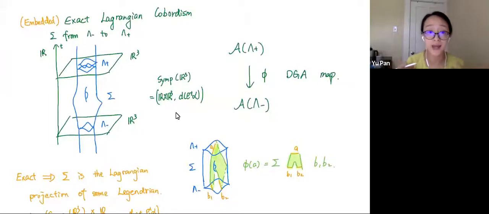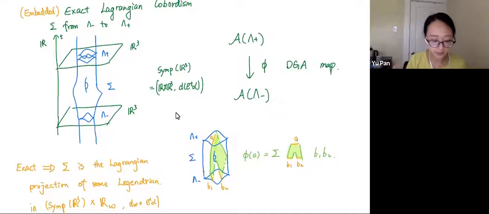So first, what do we mean by exact Lagrangian cobordism? That is a surface, again, in the symplectization space, which is R4, and we wanted to have cylindrical ends over Lagrangian lambda plus and lambda minus. It has compact middle, and there are some other technical conditions for exact Lagrangian, but the takeaway point here is just that the exactness implies that the surface is actually a Lagrangian projection of some Lagrangian surface in a one-dimensional up contact manifold.